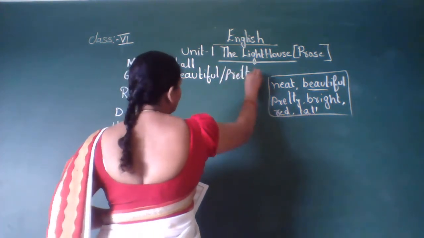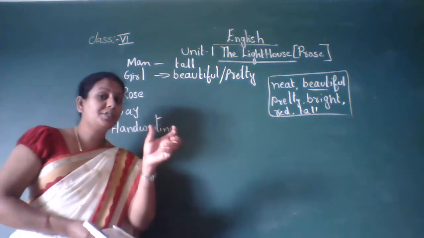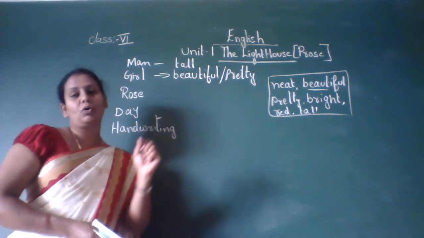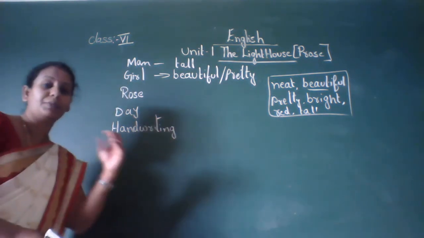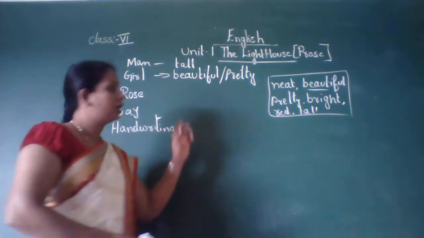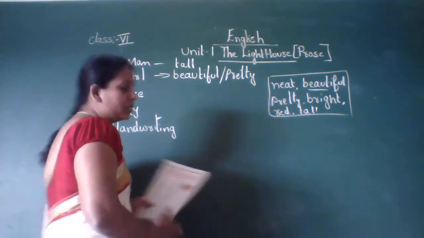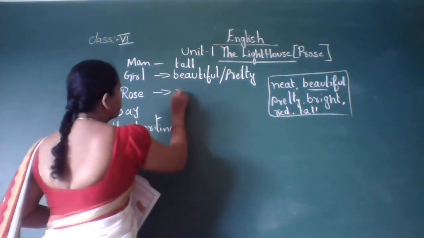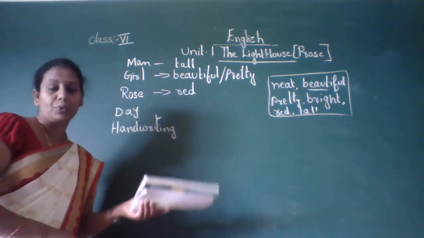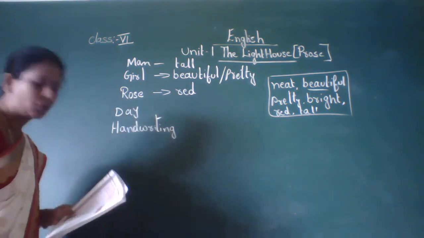Both are describing words. So she is a girl is common, but we use that word. She is a pretty girl. She is a beautiful girl. Those words are called describing words, to describe a person or a particular thing. Next, rose. Which describing word do you use? Red. That is a red rose. So that red rose is very beautiful. Red is a particular describing word for the rose.